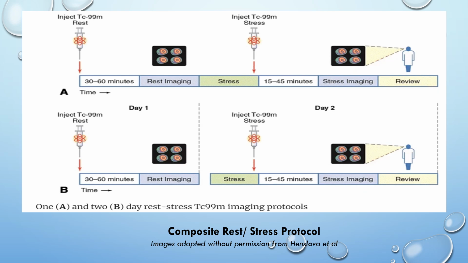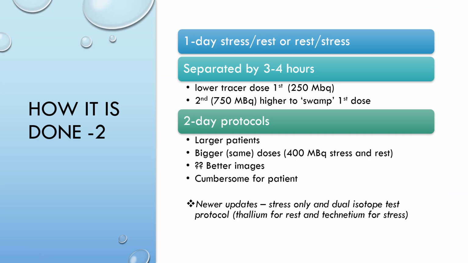If we needed to do a 2-day protocol, we could start with a rest or stress, whatever, but this one is rest here. We would inject the tracer, the patient takes pictures and goes home or goes back to the ward, and then comes back the next day. The patient is stressed, the tracer is also injected and pictures are taken. So that gives a flow.